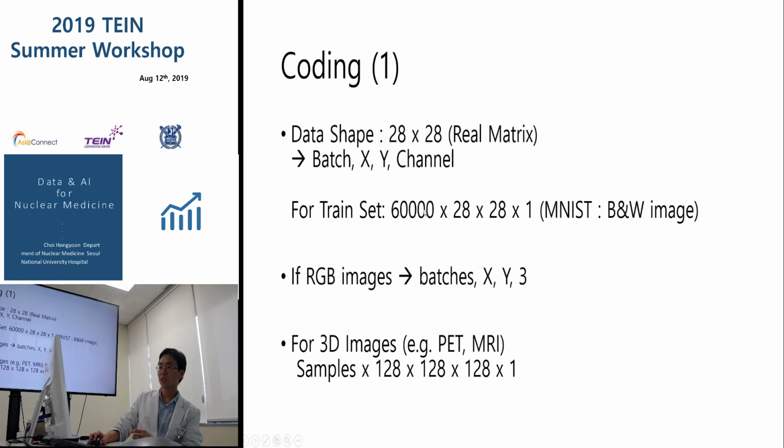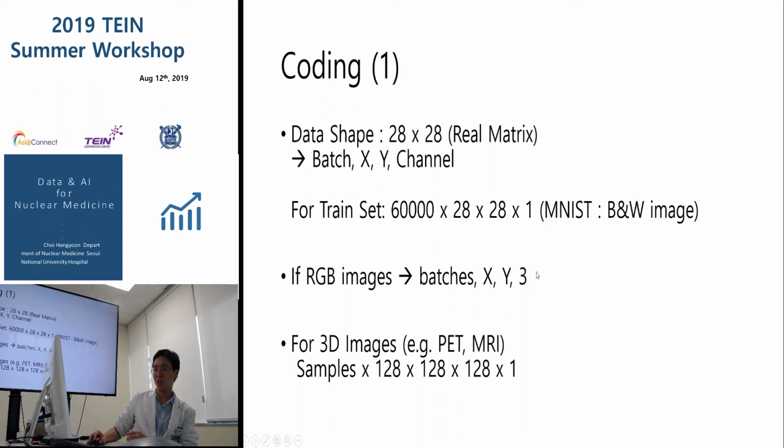So the first dimension is the number of samples, the second dimension is the pixel number of the x-axis, the third is the y-axis, and the last one is just 1. This means the channel. For MNIST data, they are black and white images, so the channel will be 1. However, for natural images, there are 3 channels, red, green, and blue. So for natural images, the data shape will be batches, x-axis, y-axis, and 3 channels.